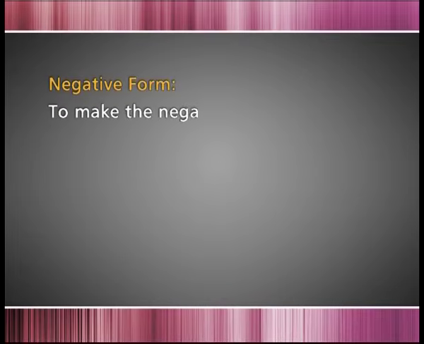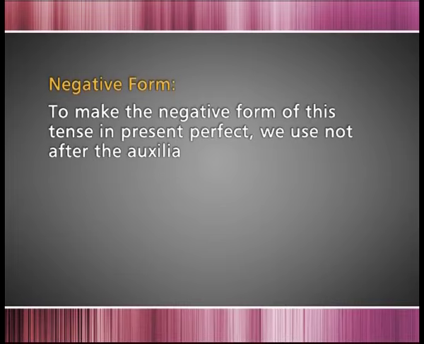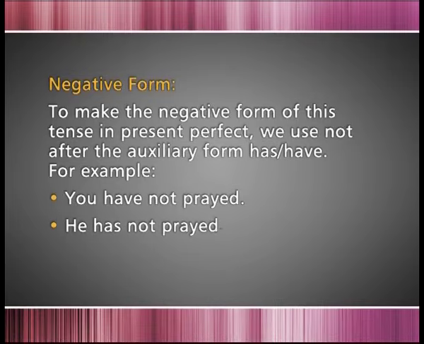Negative form. To make the negative form of this tense in present perfect, we use not after the auxiliary form has or have. For example, you have not prayed, he has not prayed, they have not prayed.